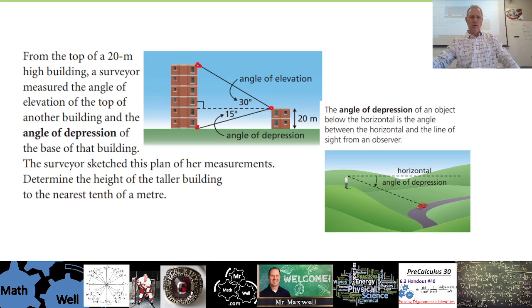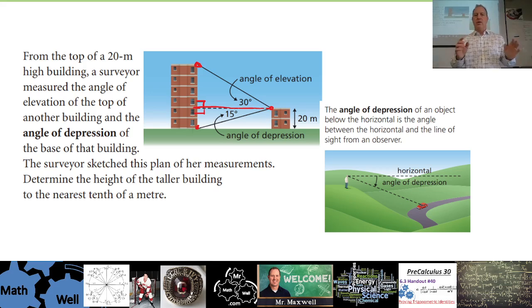The surveyor sketched this plan of her measurements, and determined the height of the taller building to the nearest tenth of a meter. This is a classic question that you will see over and over again. Someone views an angle of elevation, and then views an angle of depression. And so all of a sudden you have two important triangles to work with here. If you draw this imaginary horizontal line, that will make both of these triangles right-angled triangles.